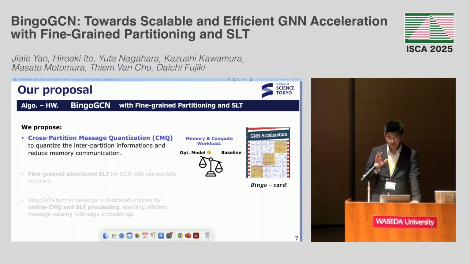It quantizes messages to low precision across different partitions and reduces memory communication cost. The optimized model can still achieve competitive accuracy while reducing the memory cost. And each partitioned heat map looks like a bingo card here, right? So that's why we call this BingoGCN.